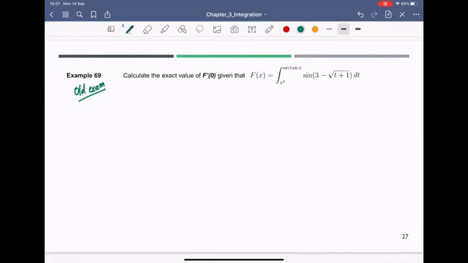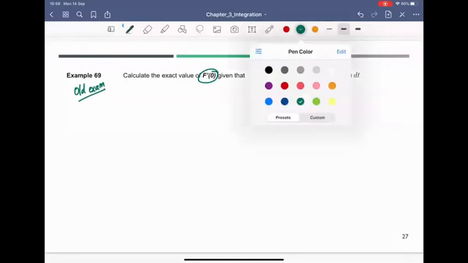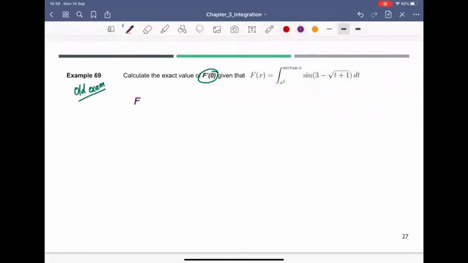I want you to find f prime of 0. This is my notation, f prime of 0, when the function f is given. Well, let's do that. This is pretty simple. It's similar to the last one. So you have f(x) here, which is the integral from x squared to arctan x of sine of 3 minus square root t plus 1 dt. Well, I'm going to differentiate that, right?